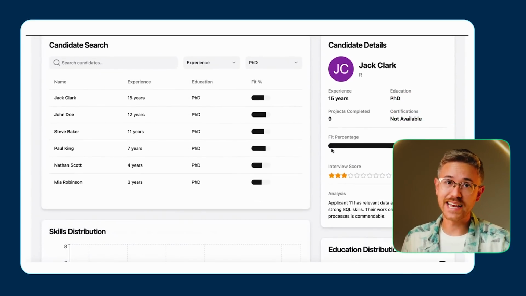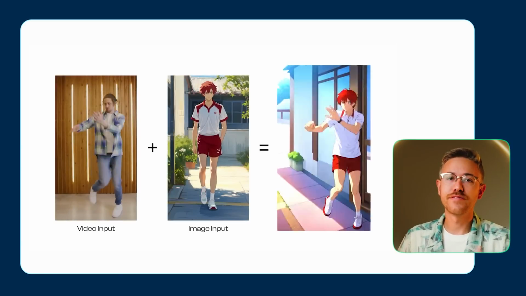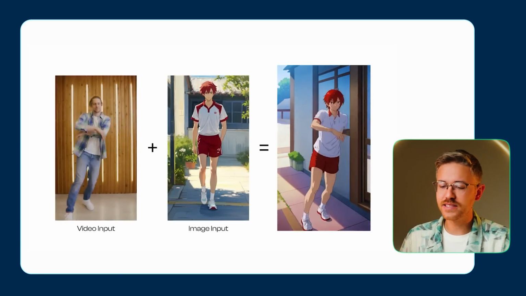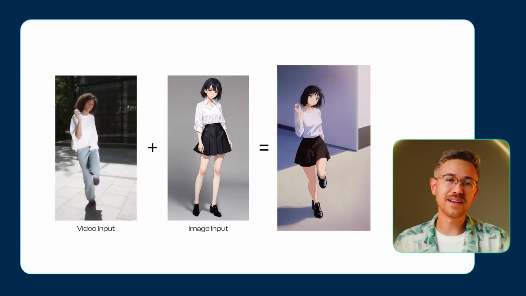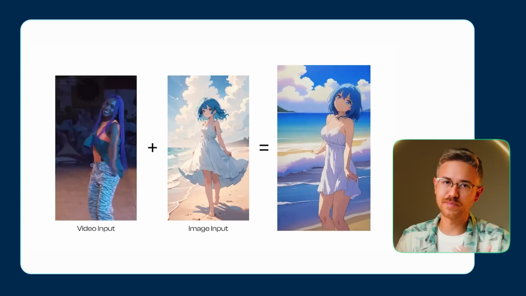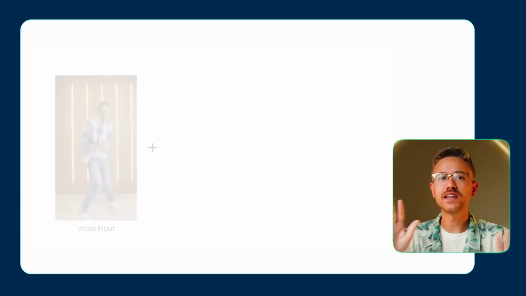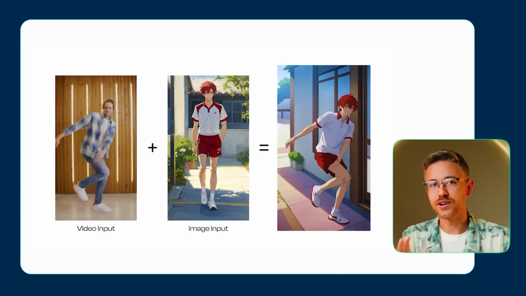The team at Domo also came out with version 2 of their Move feature, which basically has better quality, better consistency. If you're not familiar with Domo, it basically allows you to upload a video and then take an image. Typically it works best with anime quality, and then you can essentially animate that anime character using the underlying video.